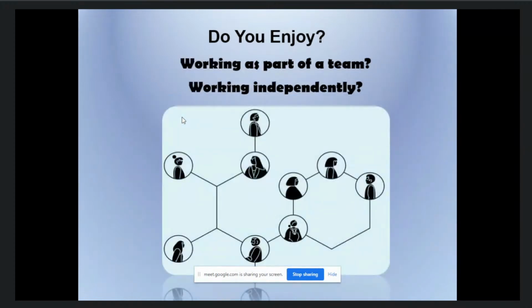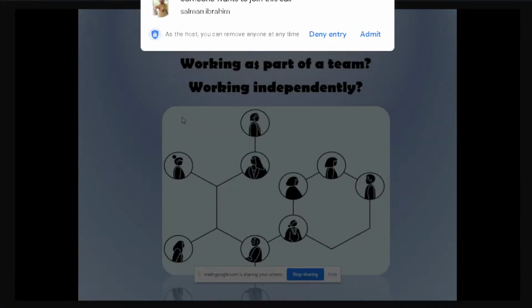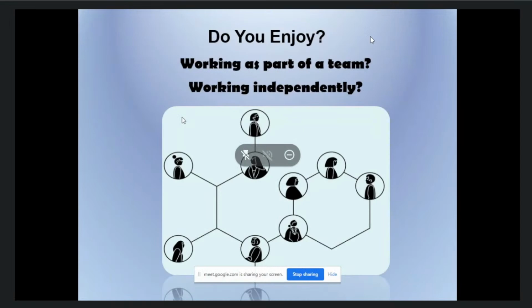Next is, do you enjoy working as a team or working independently? That also depends on what type of career you choose. For example, if you join a research team, there are research teams where people work together, and there are researchers who work independently as well. Each career requires a different type of teamwork or independent work. So we need to be sure what we need, where we are comfortable, or where we are ready to take the challenges.